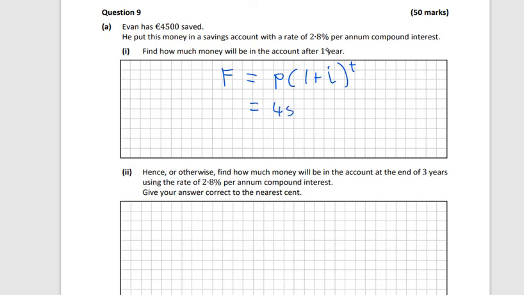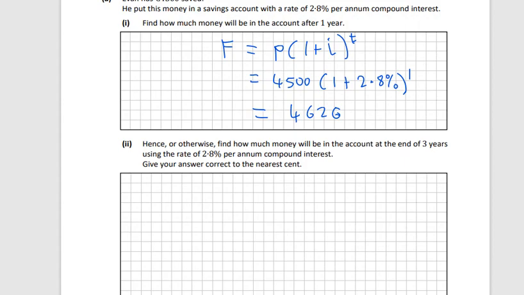So that's 4,500. That's the amount you put in. 1 plus interest is 2.8%. We have to use the percentage button. And the time, then the T means time. So that's just 1 year. And you put it in the calculator. And that's 4626.